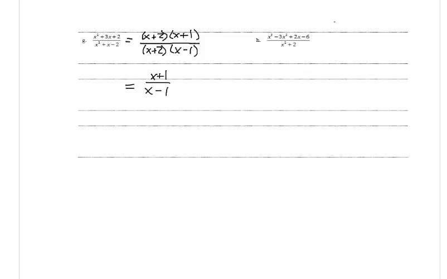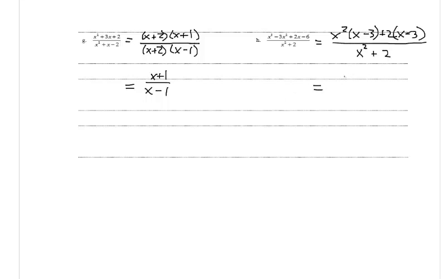In H, we have x cubed minus 3x squared plus 2x minus 6, all divided by x squared plus 2. And in this problem, we're going to have to factor by grouping. So I'm going to factor an x squared out of the first two terms in the numerator. So I have x squared, and when I do that, I'm left with an x minus 3. And then I'm going to factor a 2 out of the second grouping, so plus 2 times x minus 3 divided by x squared plus 2.